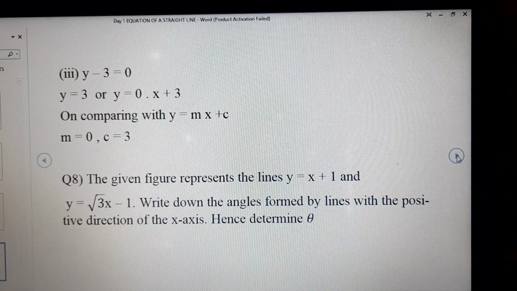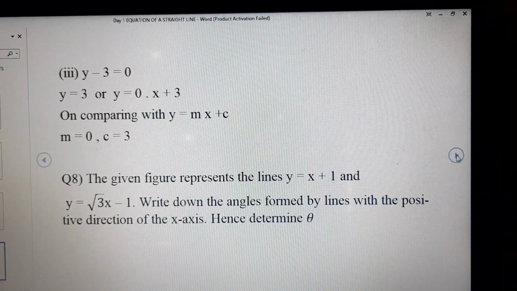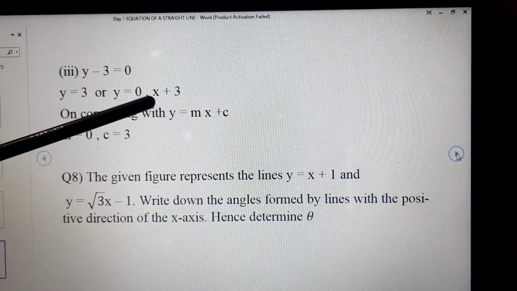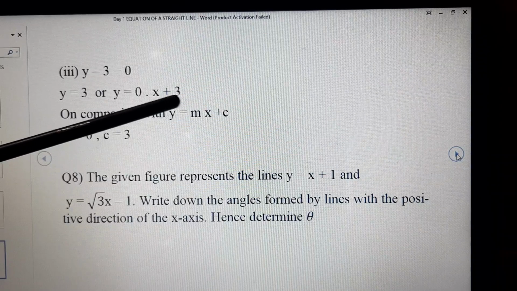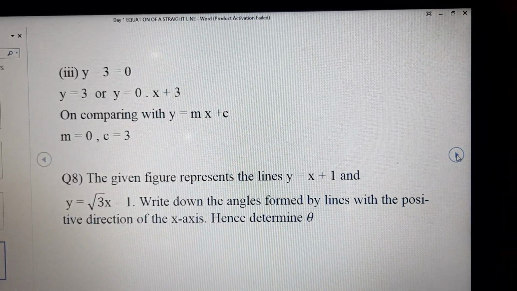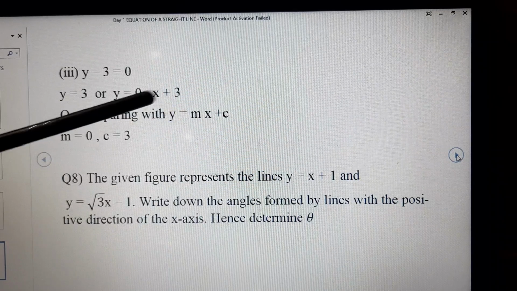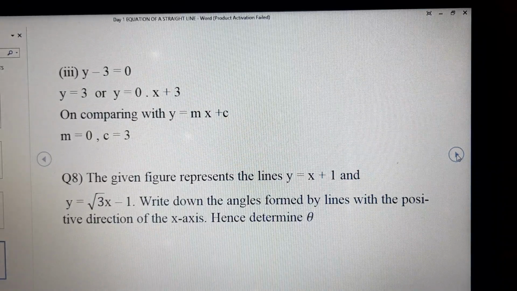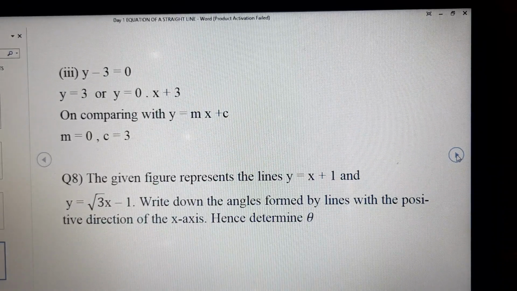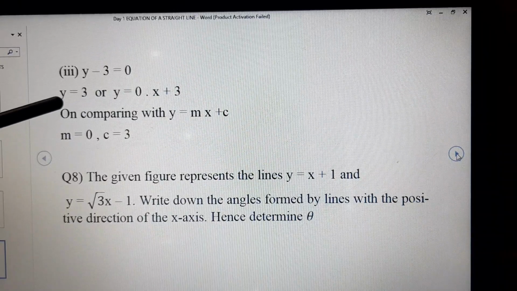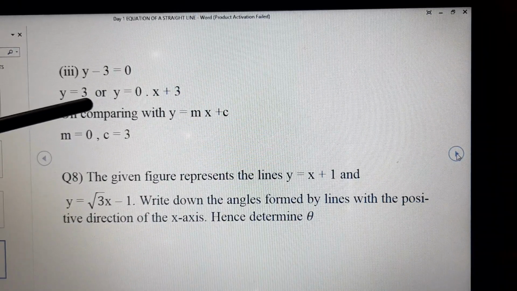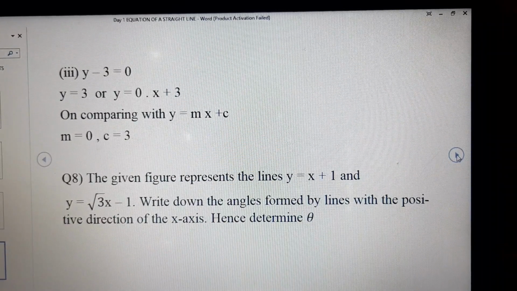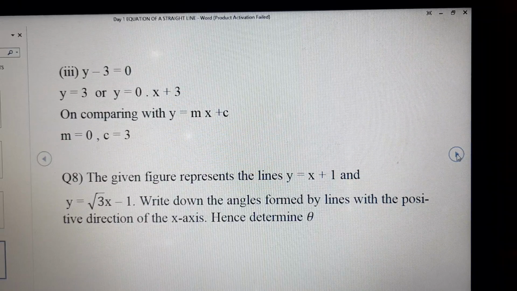Clear? y minus 3 is equal to 0. So it is y is equal to 3. Or we can write it as y is equal to 0 into x plus 3, where this dot means multiplication. So if we compare it with y is equal to mx plus c, the value of m becomes 0 and the value of c becomes 3. It means the slope of a line which is parallel to the x-axis, y is equal to 3, so this will be parallel to the x-axis, will be 0. Clear? And the y-intercept is 3 because it will intersect the y-axis somewhere.